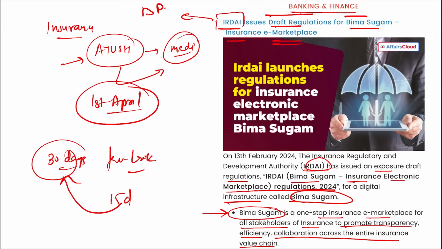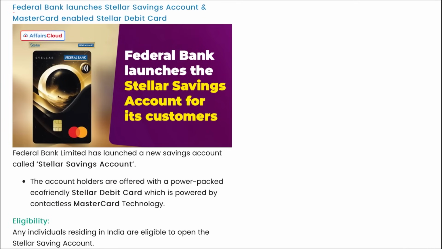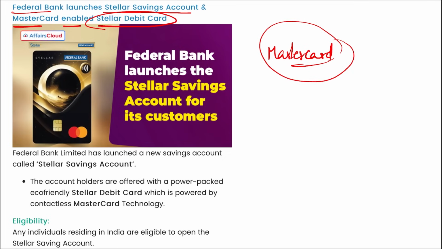Next, Federal Bank has launched the Stellar Savings Account and the MasterCard-enabled Stellar Debit Card. A direct question can be asked: the Stellar Savings Account and Stellar Debit Card were launched by which bank? It was launched by Federal Bank and it will be powered by MasterCard, right? Also remember, for this debit card, the ATM cash withdrawal limit will be 50,000 rupees per day and the shopping limit will be 3 lakh rupees per day.